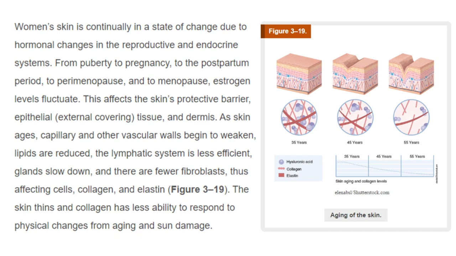This affects the skin's protective barrier, epithelial, external covering, tissue, and dermis. As skin ages, capillary and other vascular walls begin to weaken, lipids are reduced, the lymphatic system is less efficient, glands slow down, and there are fewer fibroblasts, thus affecting cells, collagen, and elastin, figure 3:19. The skin thins and collagen has less ability to respond to physical changes from aging and sun damage.